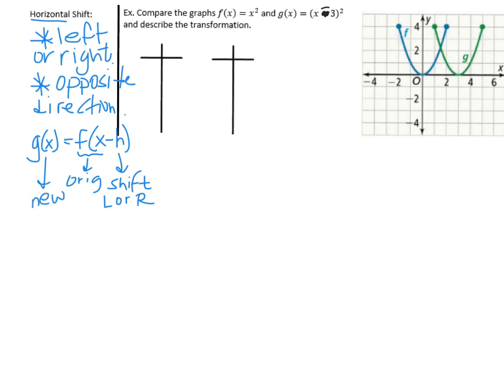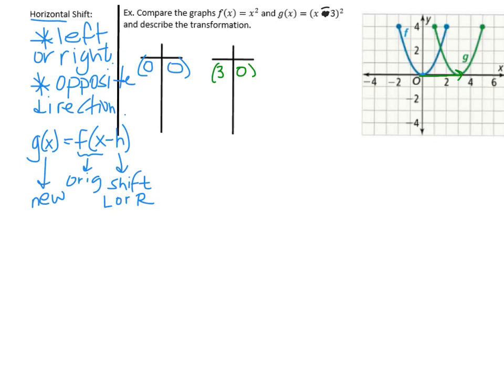Let's take a look at our picture. It says compare the graphs of f of x equals x squared and g of x equals x minus 3 squared and describe the transformation. In our original function f of x, the vertex is at 0, 0. As we look to where g of x is located, the vertex translates 3 units to the right to 3, 0.